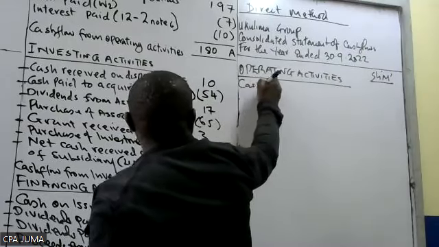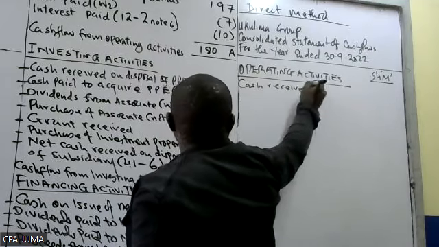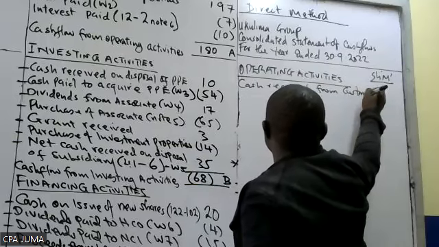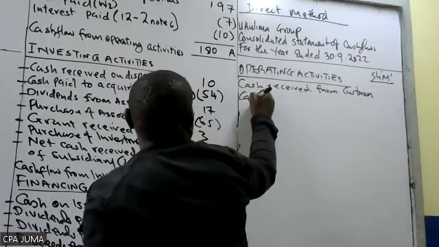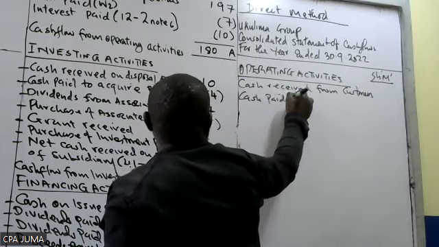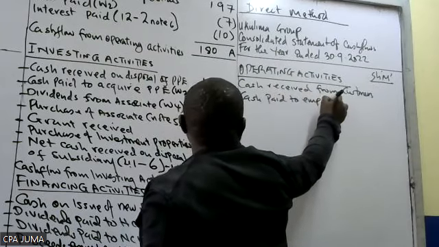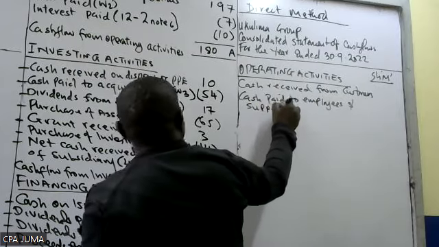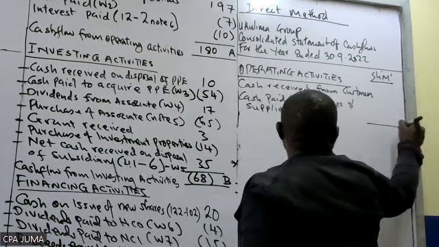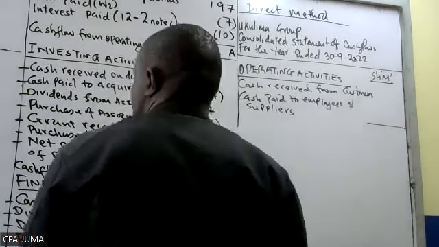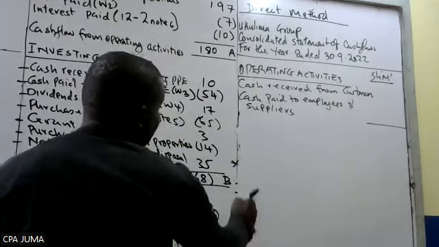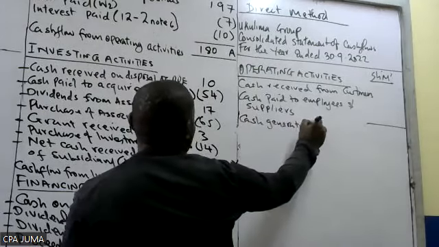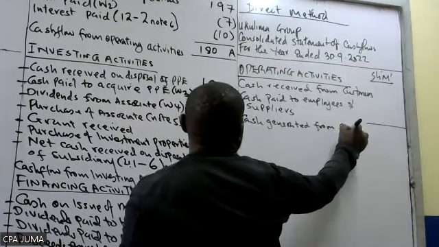Operating activities: cash paid to employees and who? Suppliers. This is the cash generated from operations.